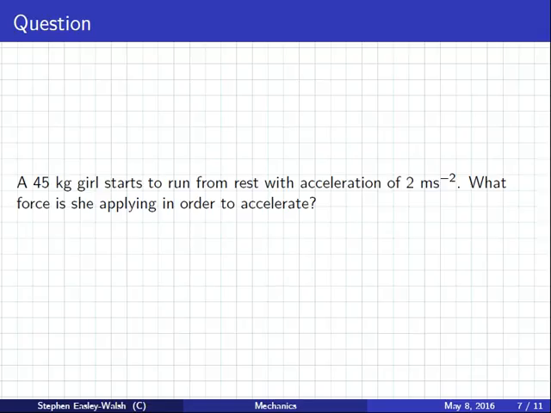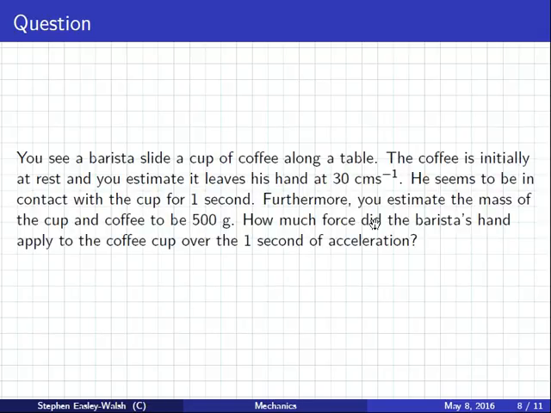Increase your vocabulary. So you'll see a barista slide a cup of coffee along the table. So he has the cup of coffee and he slides it over to you. The coffee is initially at rest, and then it leaves his hand at 30 centimeters per second, and it looks like he's touching the cup for 1 second, and you think the coffee is about 500 grams.